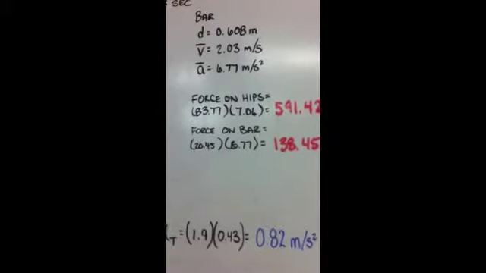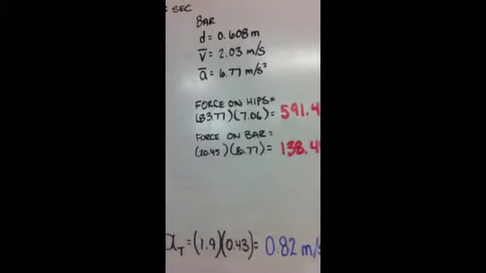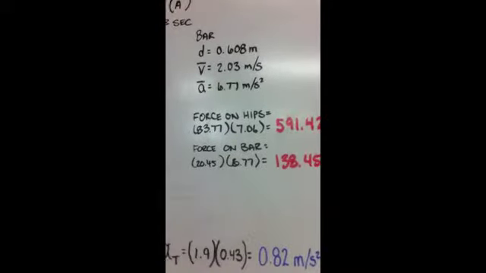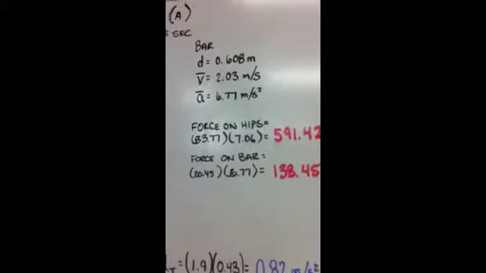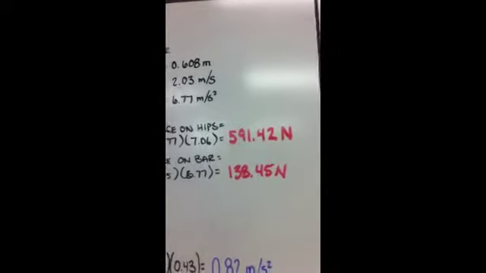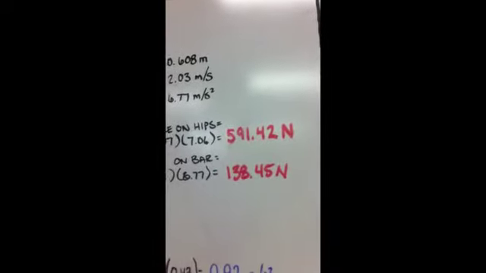Force on the bar would be the weight of the bar, which is a 45-pound bar, so 20.45 kilogram bar, times 6.77 meters per second squared, which is our bar acceleration, and we get 138.45 newtons of force on the bar.